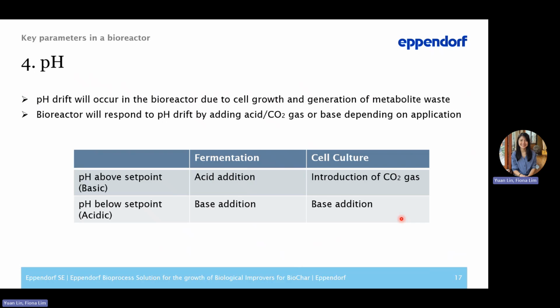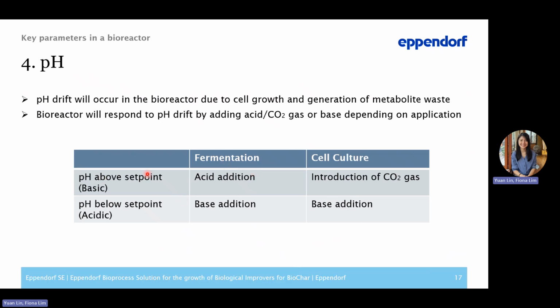So what the bioreactor will do is respond to the pH drift by adding either acid or CO2 gas, carbon dioxide gas, to control the pH, or it will add in a base solution to control the pH, depending on the application itself. So today we want to focus more on fermentation because the microorganisms that we are interested in are the three strains of bacteria that were mentioned in the case study.